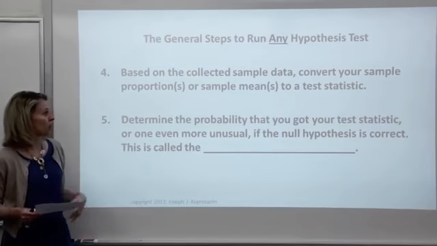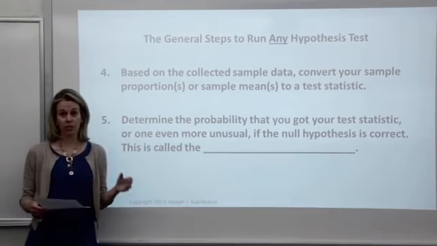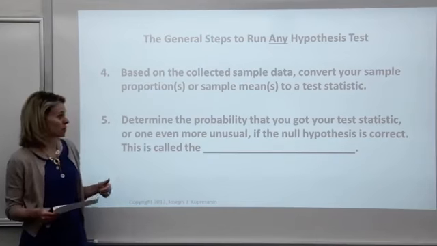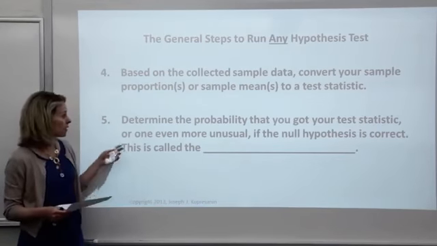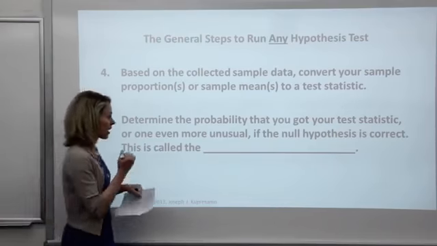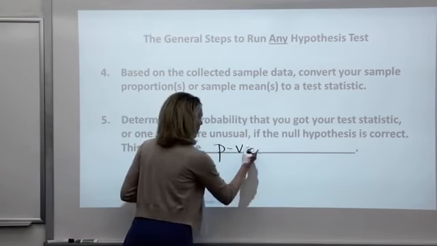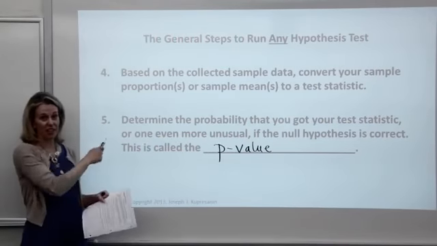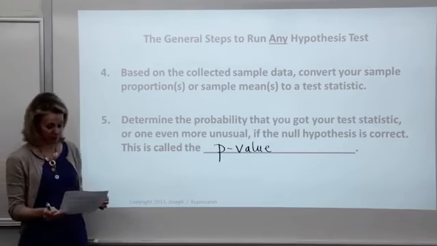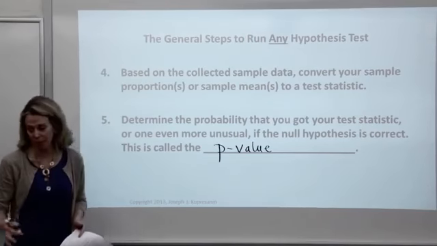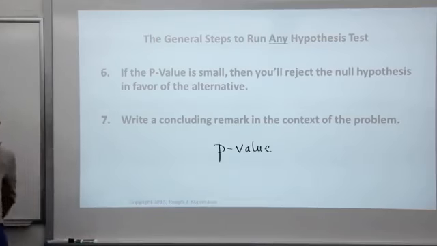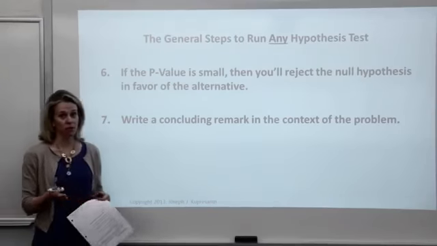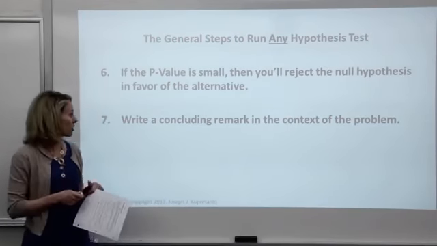And then number five, we'll determine the probability that you get the test statistic that you got, or one that's even more unusual, under the assumption that the null hypothesis is correct. This probability is something called a p-value. We're going to give you more information about this today. This is really a big key in our hypothesis testing. All right, then based on that p-value, if the p-value is small, then you'll reject the null hypothesis. You'll find evidence in favor of the alternative.